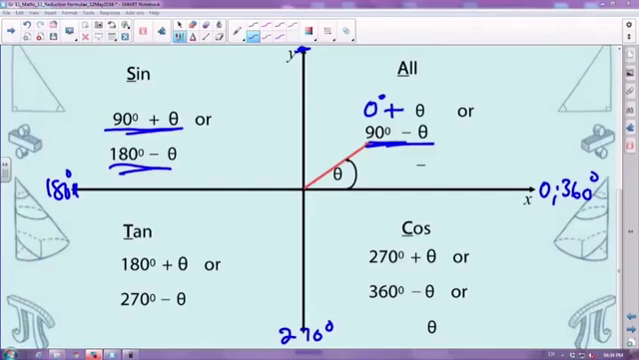And mind you, with the positive and the negative angles, if it's a plus, we are moving in the first quadrant direction, and then if it's a minus, we're moving that direction. Okay.